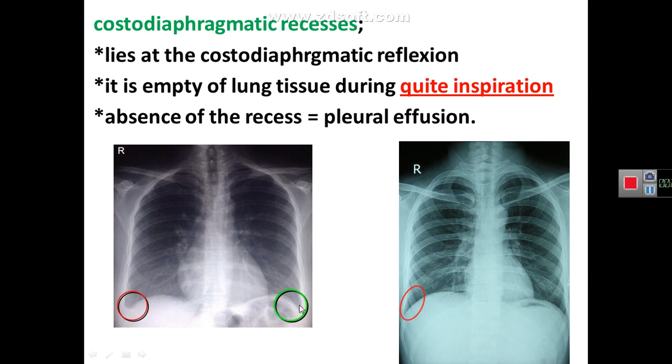So we must always look for the angulation of this costal reflection. And actually, as a landmark in radiograph, it is called the costodiaphragmatic recess. So there must always be a sharp angulation at the costodiaphragmatic recess, which is the costal reflection. You can see here that the bilateral costodiaphragmatic recess is clear, so it is a normal chest X-ray, while here the right-sided costodiaphragmatic recess is filled with a thin amount of pleural effusion.